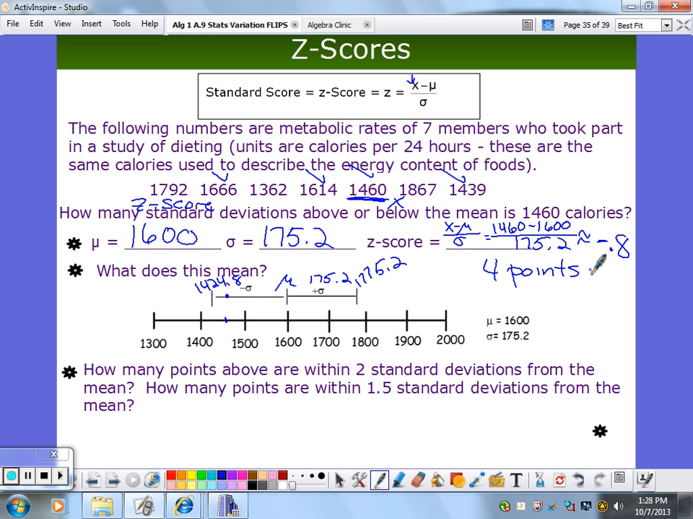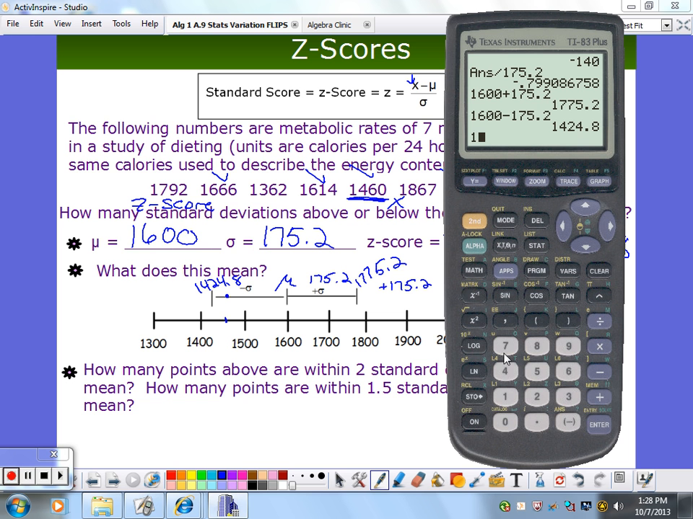Now let's say I want to find 2 standard deviations of the mean. So how would I do that? Double it. Well, what's my standard deviation? 175. So how do I know where 2 sigma is? What do I have to add? I have to add another 175.2 to that limit up here. So I'm going to take that 1775.2. I'm adding another standard deviation.